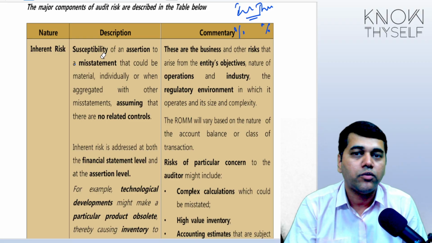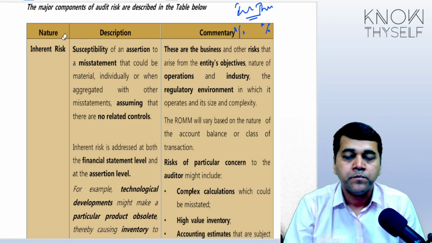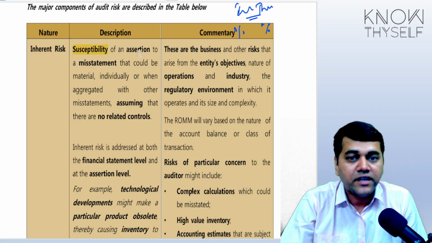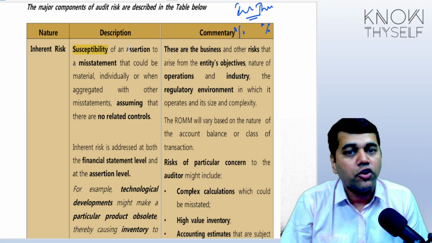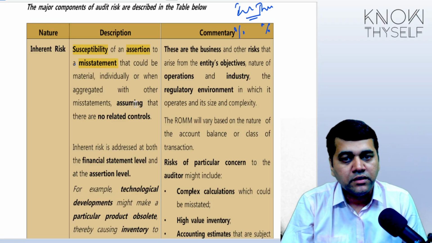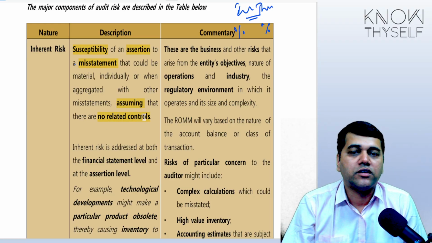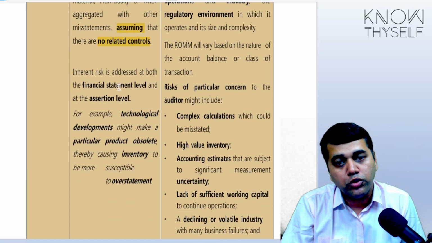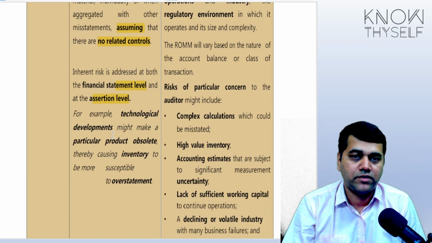Then you will come to know what is the reality, how we need to address it. Okay. So I hope you are clear. Inherent risk is the very inherent exposure of an item. We can understand it like this, to a misstatement, assuming there are no internal controls. Now, inherent risk is associated at both statement level and assertion level.